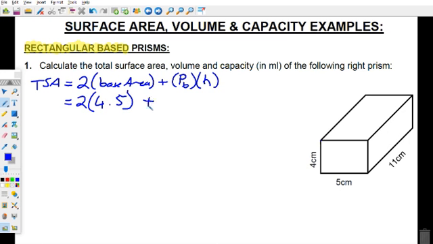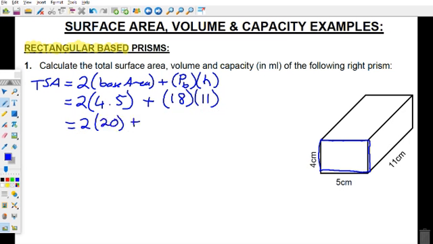Then we're going to add. Now what's the perimeter of my base shape? What's the total perimeter of this base shape? So it's 4 plus 5 plus 4 plus 5. It's going to be what? 18. Yes. And my height is 11. Beautiful stuff. So we're going to have here 2 times 20 plus 18 times 11.